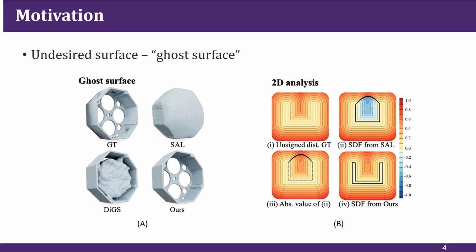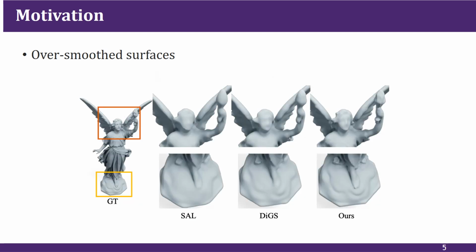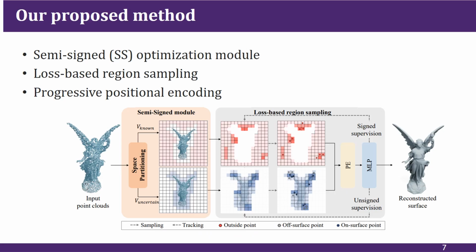It satisfies the unsigned distance supervision very well, but a fake surface still appears, which means using only unsigned distance supervision is insufficient. The second issue we observe is that most existing methods tend to reconstruct oversmoothing surfaces in complicated regions, for example, containing details in different levels, and ignore some fine structures in this figure. To solve the above challenges, our method contains the following three components: semi-signed optimization module, loss-based region sampling, progressive positional encoding.